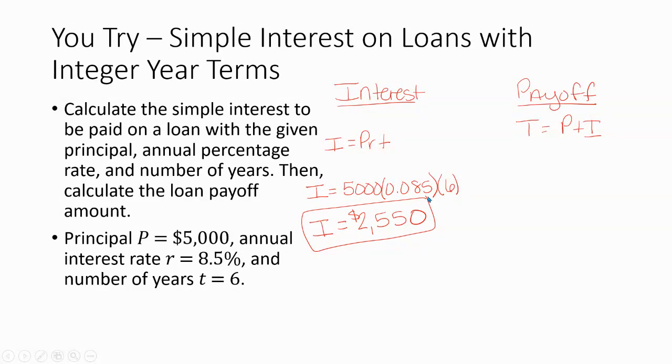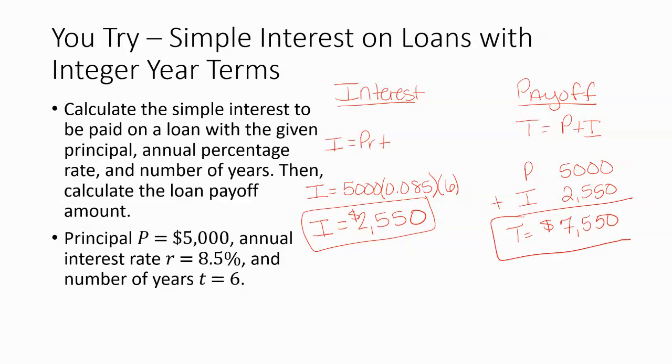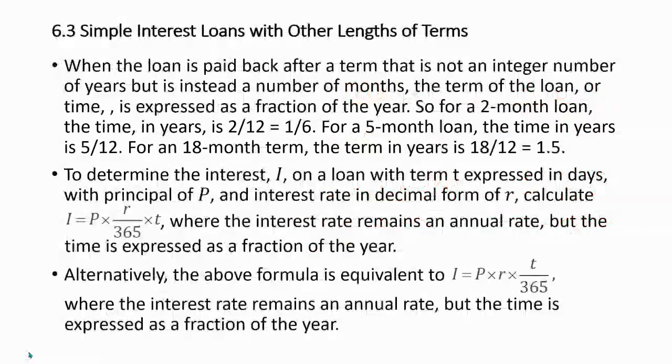So there's the first one. And the payoff is principal plus interest. And that is $7,550. Okay. So that is our basic simple interest and how it works.